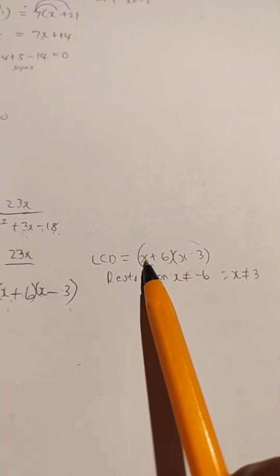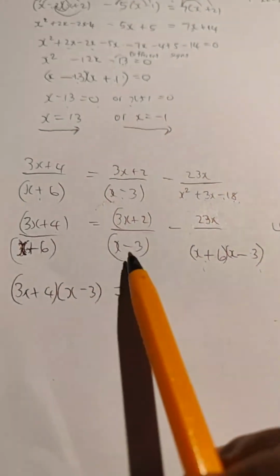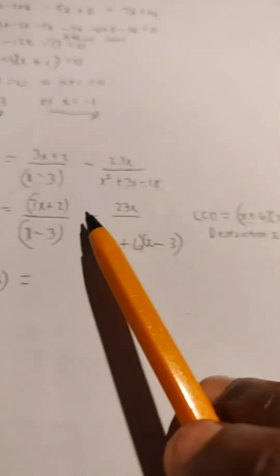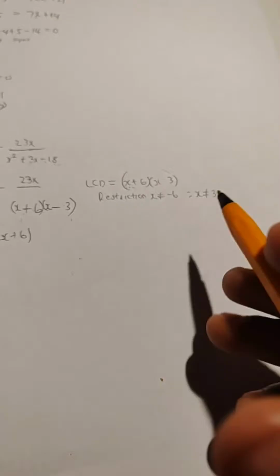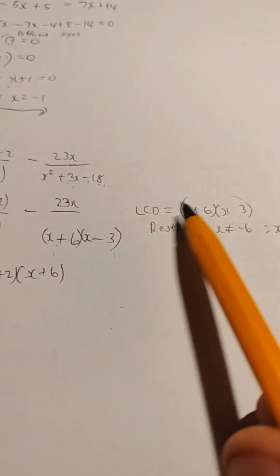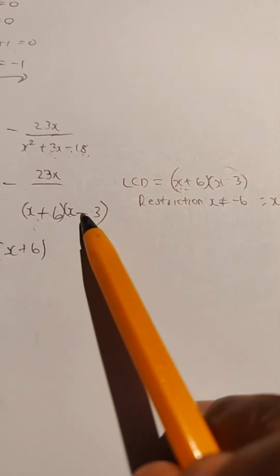Then we take this LCD, we multiply at the top. Who cancels? He cancels. Who gets left behind? x minus 3. So I'm going to say 3x plus 4 into x minus 3. Who gets cancelled? x minus 3 gets cancelled. Who gets left behind? x plus 6. So I'm going to say 3x plus 2 into x plus 6. Who gets cancelled? He gets cancelled. Who gets left behind? Who gets cancelled? They both get cancelled.